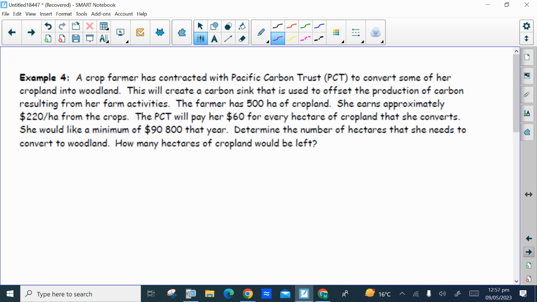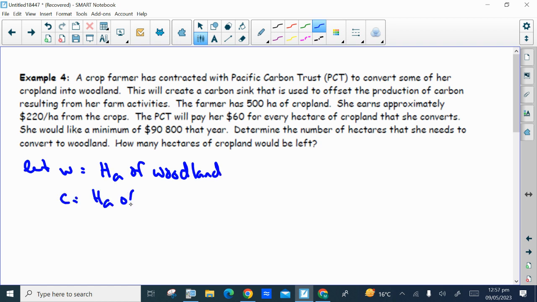We want to know the number of hectares that she needs to convert to woodland, and then how many hectares of cropland would then be left. So let's let W equal the hectares of woodland and C equal the hectares of cropland.